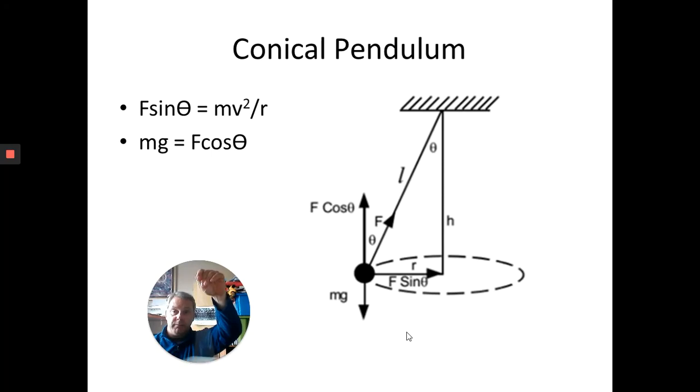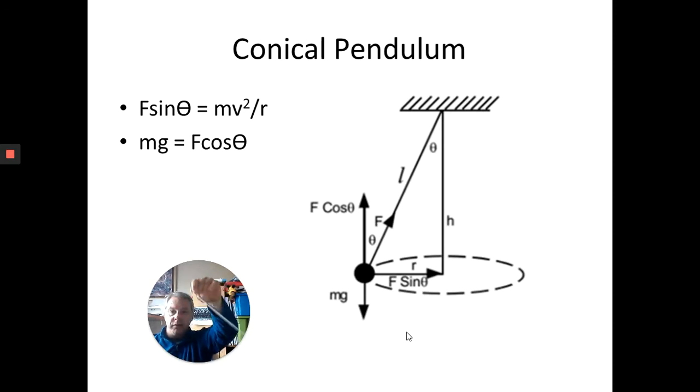So if we were doing some mathematics with it, if we know the mass of the ball, the velocity of the ball, the radius of that circle, and the angle it is at, we could work out the size of the tension in the string. Nothing to do really with the circular motion, but we can see that the weight mg must be balanced by the component of the tension in the vertical direction, F cos theta.